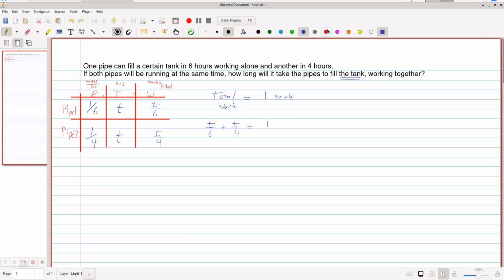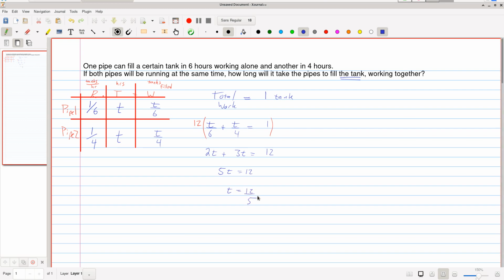Let's solve for T. I want to get rid of fractions, so let's multiply both sides by the common denominator. Let's multiply both sides by 12. When we distribute to the first term, the 12 and the 6 can reduce and give us 2T. For the second term, the 12 and the 4 can reduce to leave us with 3T. And on the right, there's nothing to reduce, so this is just 12 times 1, which is 12. If we combine like terms, this says 5T equals 12. So if we divide out, T is 12/5.